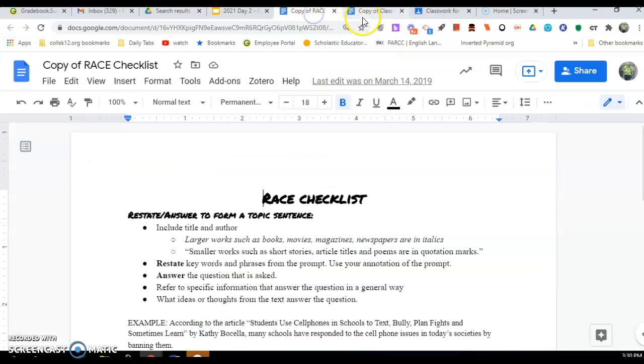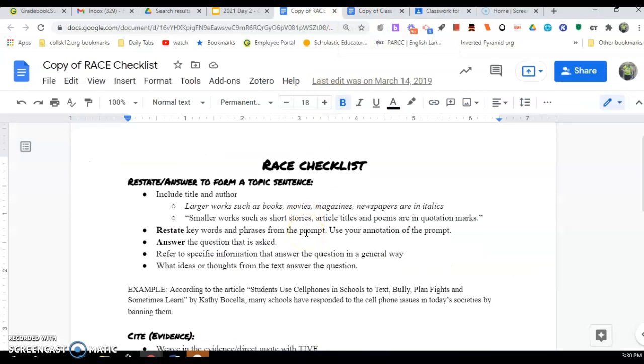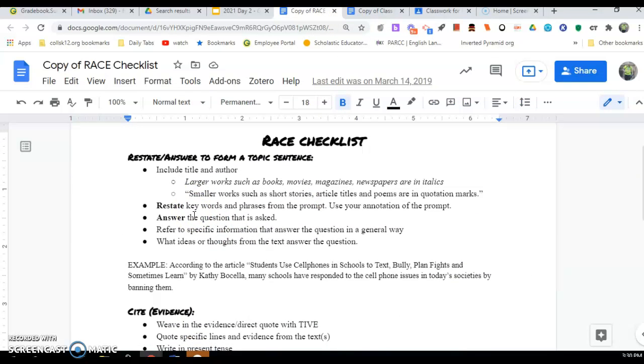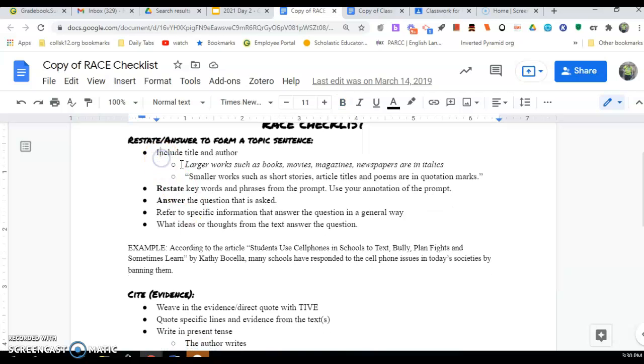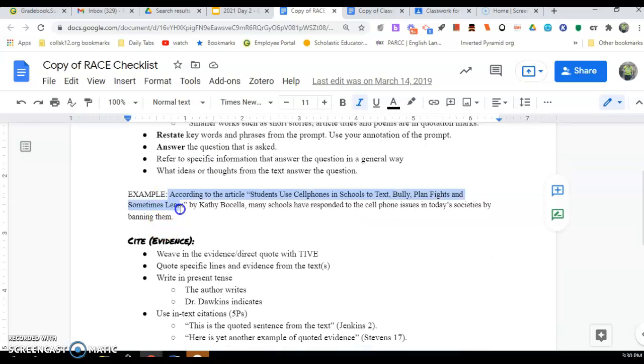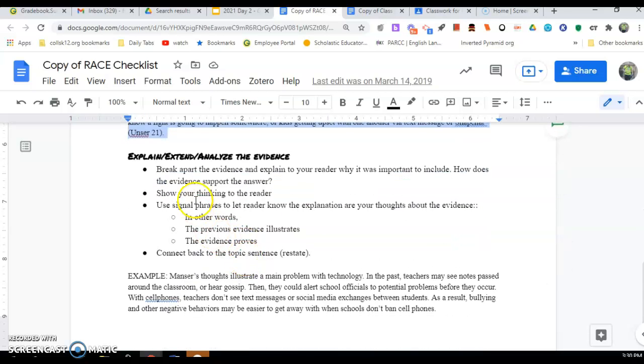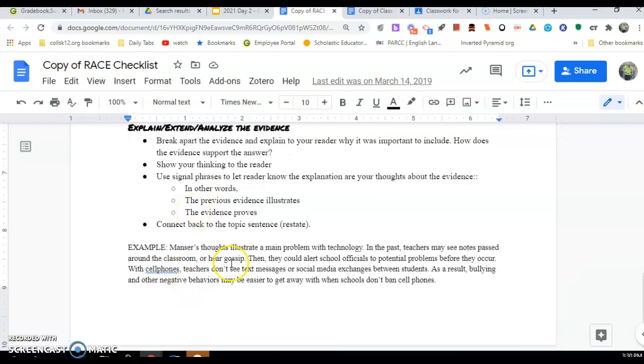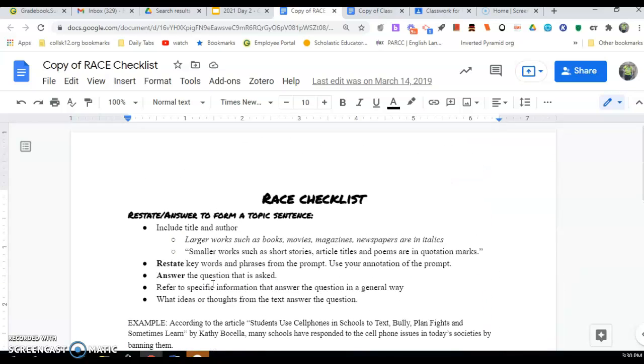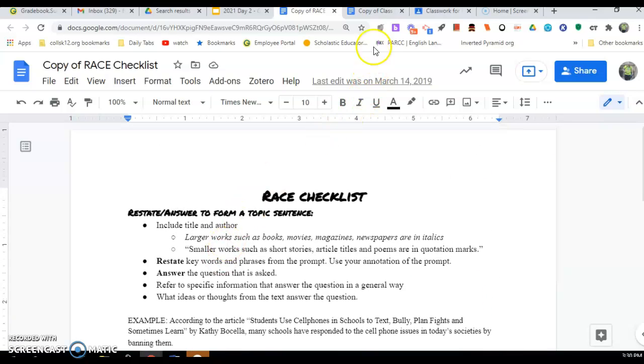When we write stuff, every time they will get a checklist, like this is one we will use for RACE, the different parts that are in it. Reminder to start with title, author, what that first sentence should look like. Citing evidence. Here's some examples of the in-text citations, the 5 Ps. Using transition, indicator verb. Here's an example of what that sentence looks like. Explain the evidence with an example. So they will always have this.